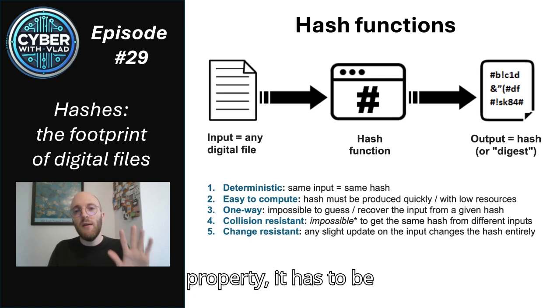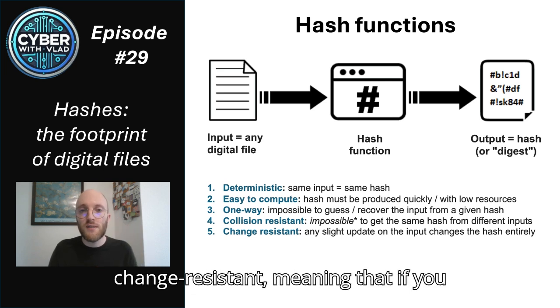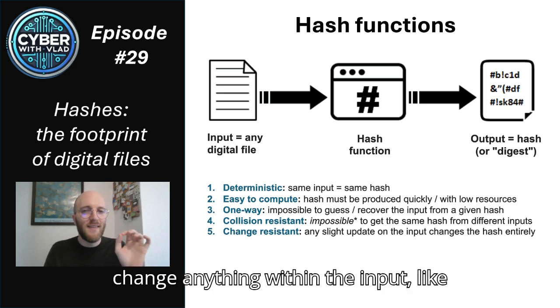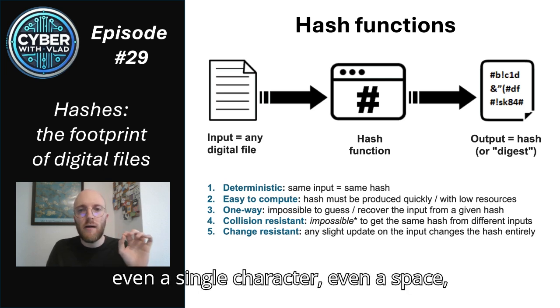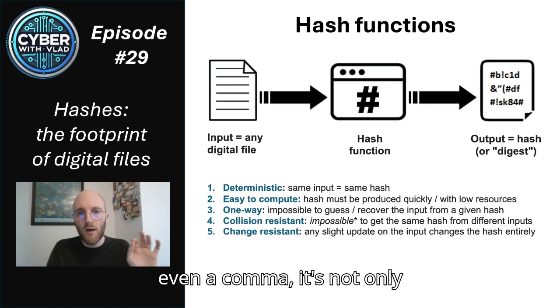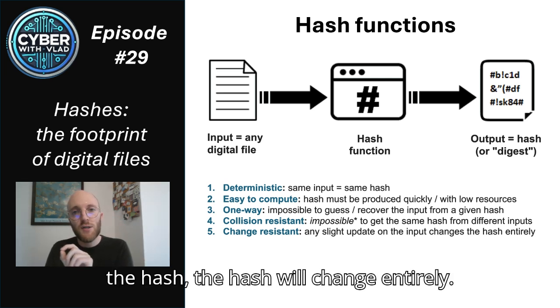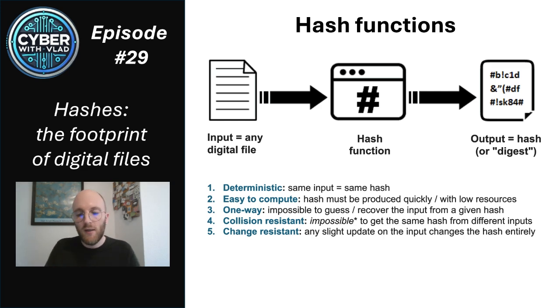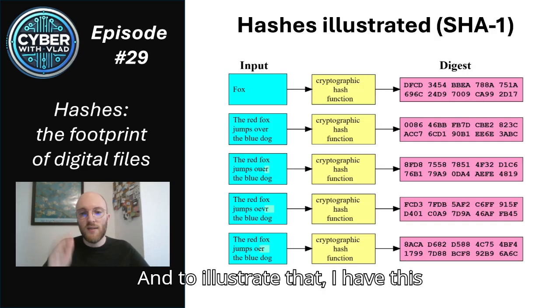Finally, fifth property, it has to be change resistant, meaning that if you change anything within the input, like even a single character, even a space, even a comma, it's not only a single character that will change in the hash, the hash will change entirely. And to illustrate that, I have this example.